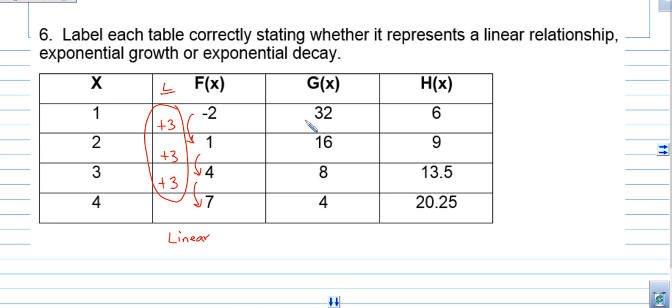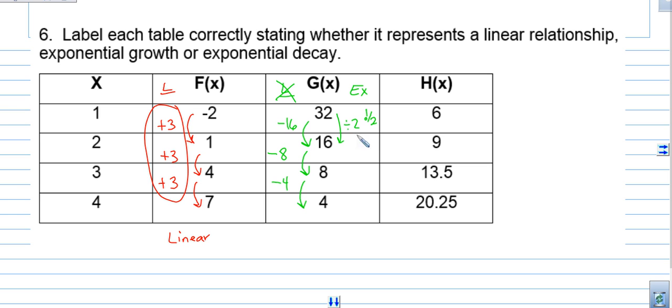If you look at the g of x, we're going to try linear again. This one goes down 16, down 8, and down 4. So see how these three numbers are not the same? It cannot be linear. So then we need to try exponential. And you're going to look for the numbers that either multiply or divide them. And this looks like it's dividing by 2 or taking 1/2 of it.